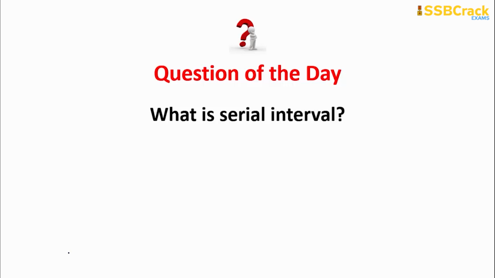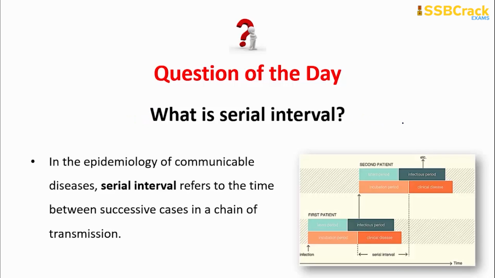So let's start with the question of the day. In yesterday's session, I asked you what is serial interval, and I gave you the hint that it is related to COVID-19. So serial interval in the epidemiology of communicable diseases refers to the time between successive cases in the chain of transmission. It is the period between the successive cases in the chain of transmission.